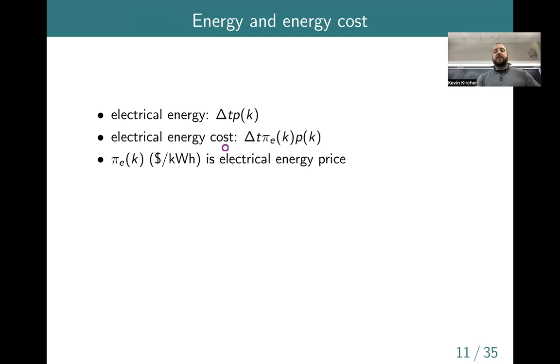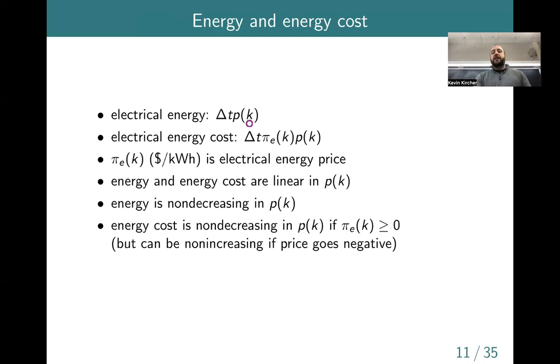You might also care about the cost of energy. And basically energy used at 4 p.m. might not have the same value as energy used at 4 in the morning. So you might have a time varying electricity price that differentiates between energy usage at different times.